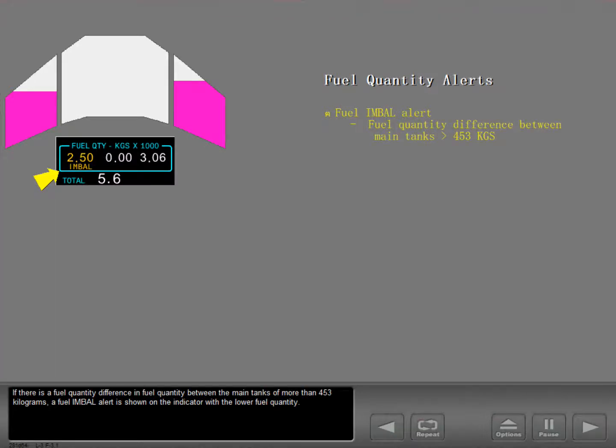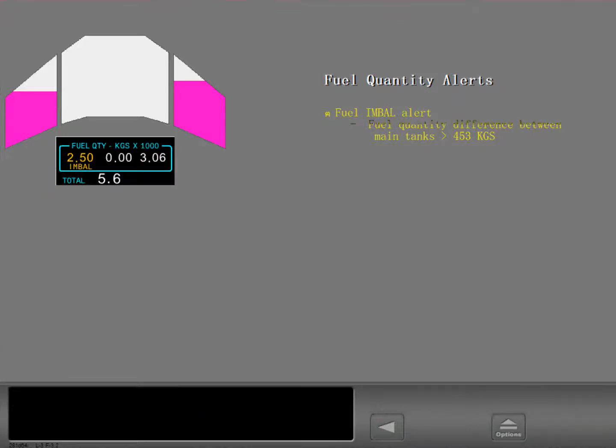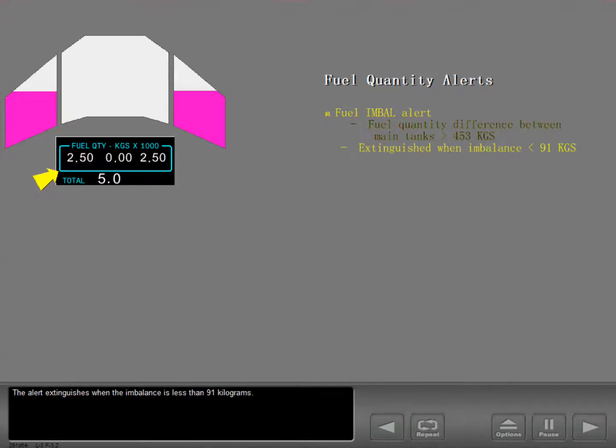If there is a difference in fuel quantity between the main tanks of more than 453 kilograms, a fuel imbalance alert is shown on the indicator with the lower fuel quantity. The alert extinguishes when the imbalance is less than 91 kilograms.